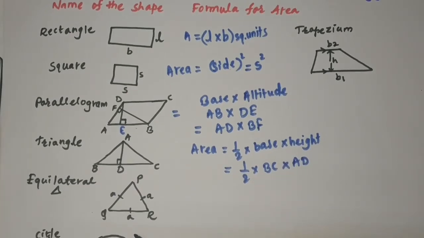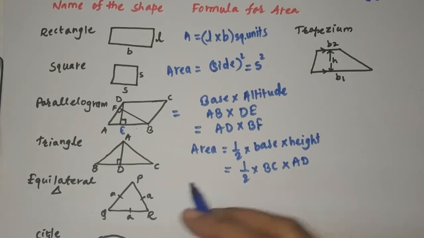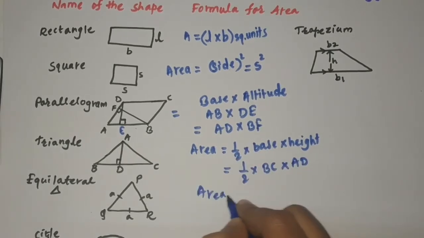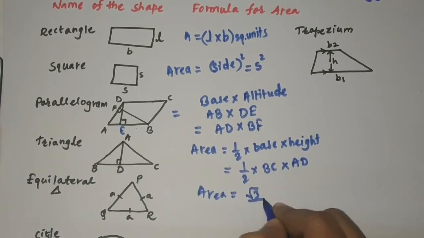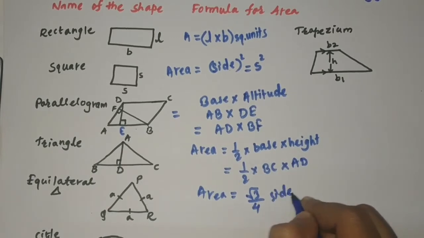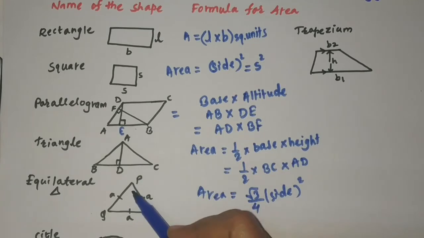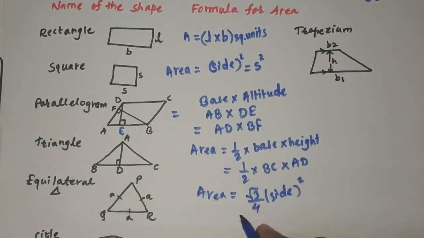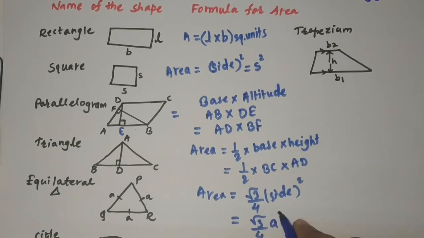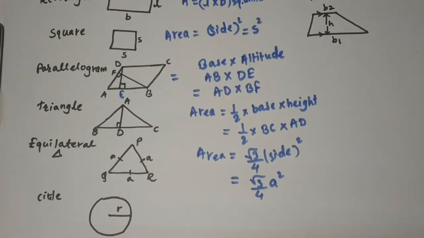Then next we have the equilateral triangle. In an equilateral triangle the three sides are equal. So its area is √3/4 side square. And how does this √3/4 come? We have to draw the altitude, which makes 90 degrees, then you can take out the hypotenuse and we'll get it. So here √3/4, where the side is a, so I'll write a square.